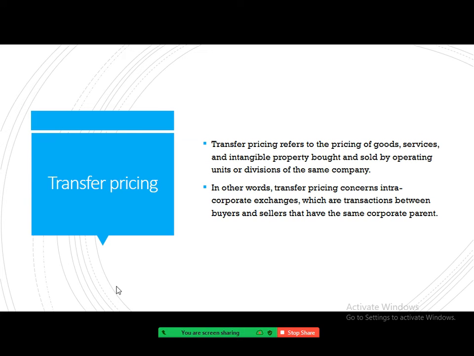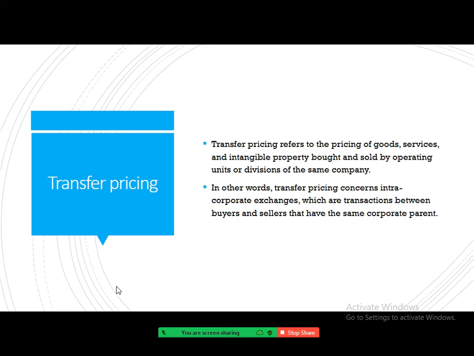Now, an important concept is transfer pricing. You must have studied transfer pricing in enterprise performance management. Transfer pricing refers to the pricing of goods and services, also intangible property, bought and sold by operating units or divisions of the same company. In other words, transfer pricing concerns intra-corporate exchanges, which are transactions between buyers and sellers that have the same corporate parent. For example, Toyota subsidiaries both sell to and buy from each other.